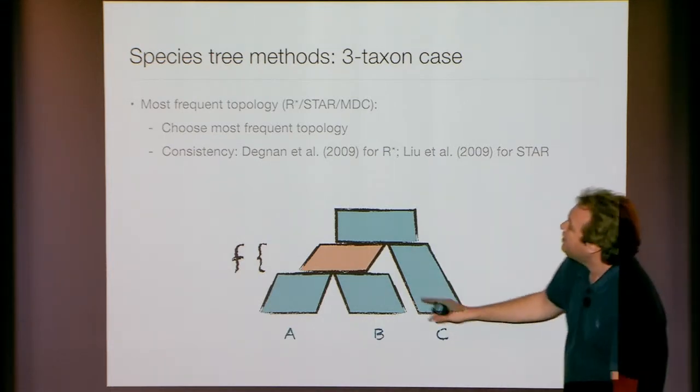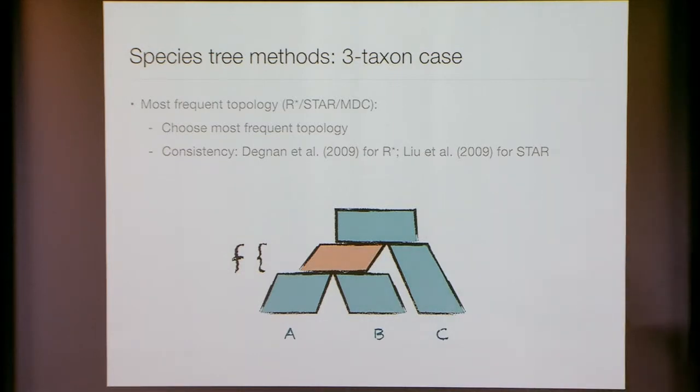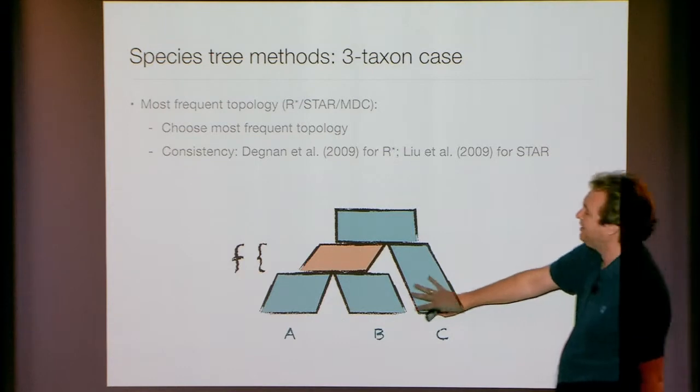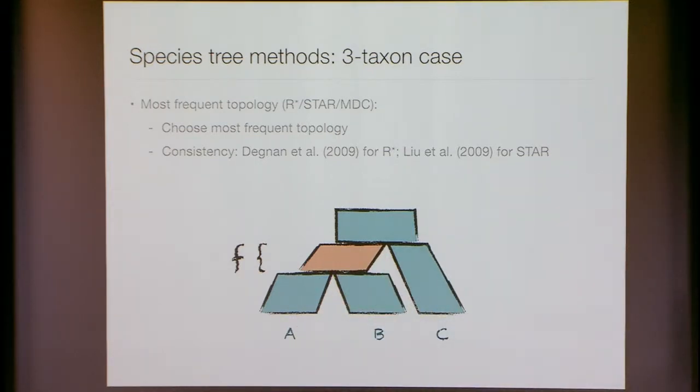Or you can think of it as the probability that 2 lineages coalesce here. The smaller f is, the more incomplete lineage sorting there is going to be, and the harder it's going to be to detect which pair is closest. Okay? So here's one way to do this reconstruction.